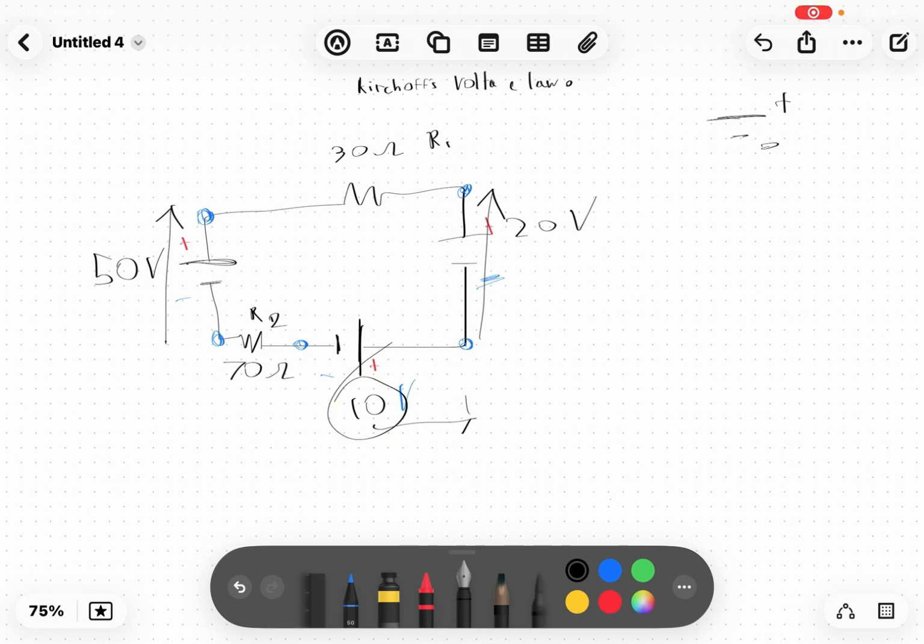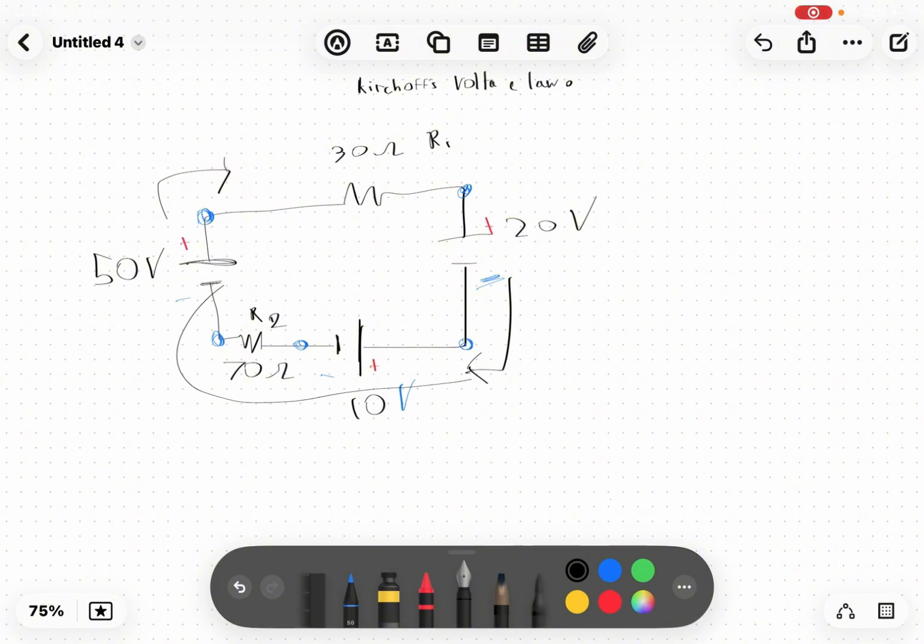However, because these are colliding, 30 volts is smaller than 50, that means the current will go this way because it's winning. So if it went the other way, that's not a problem either, because you just do the opposite basically.